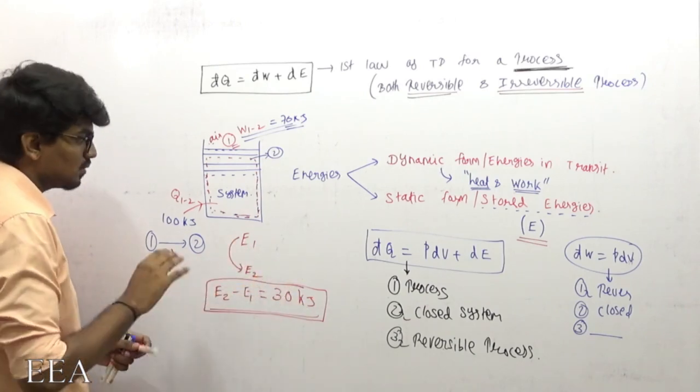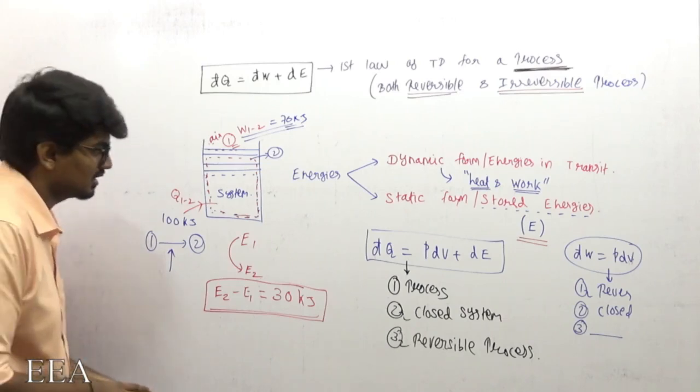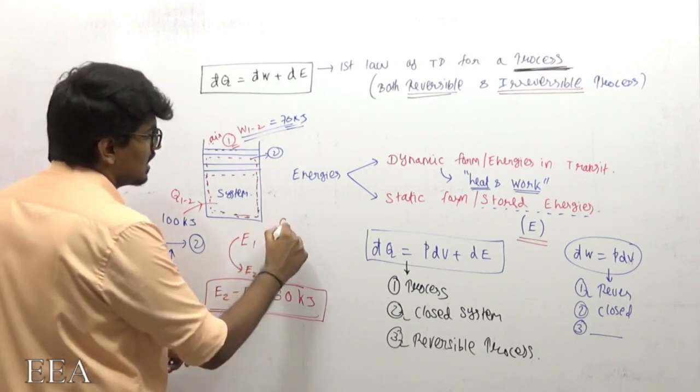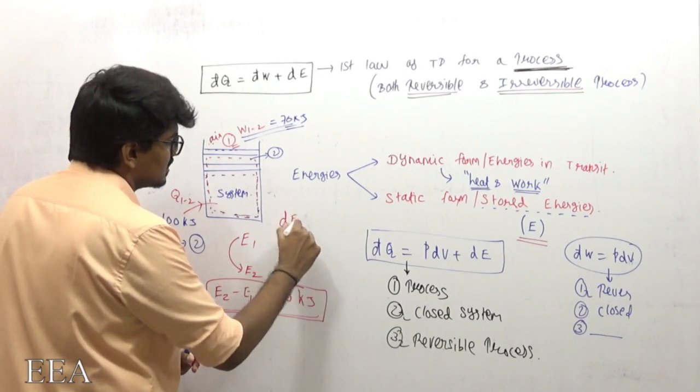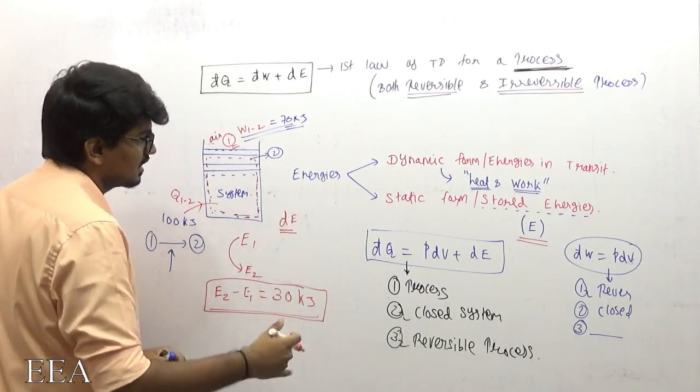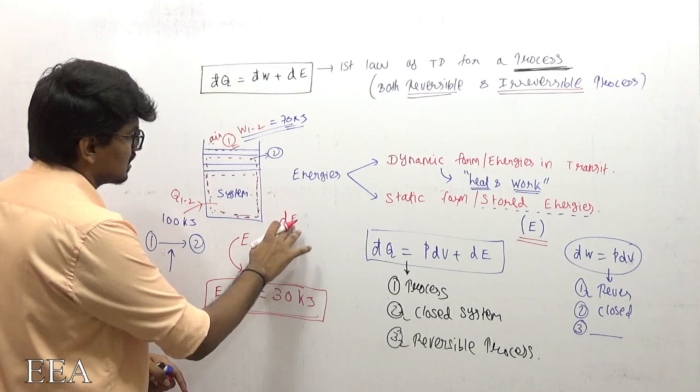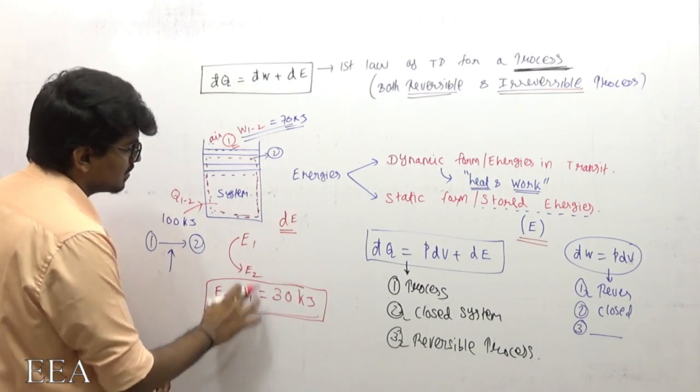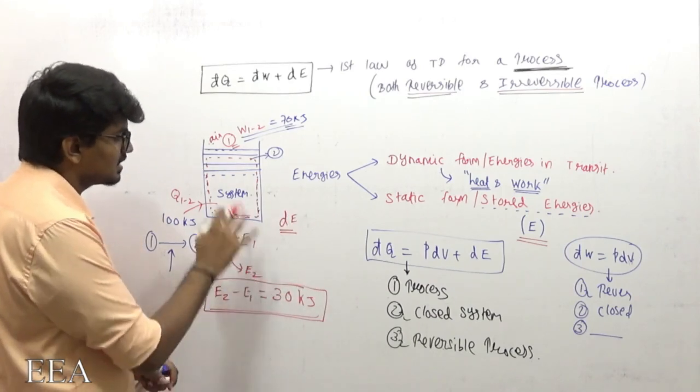Generally in thermodynamics, we will mostly be concerned with finding the changes in energy, changes in properties, like the change in internal energy, changes in enthalpy, all those things. So some value, for example E1, will be kept as our reference.